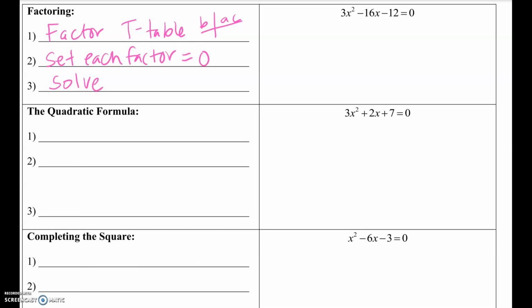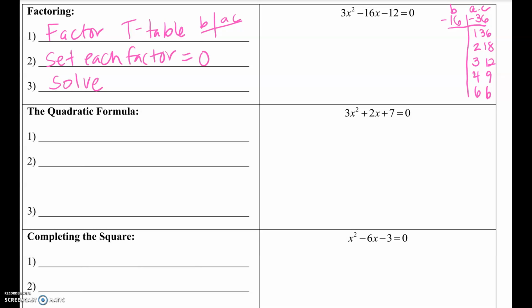In this case, I see a 3 and a 12. I start to think there's a GCF of 3, but that doesn't work for 16. So I make my table b and then a times c. It's going to be negative 16 is the b value. A is 3, c is 12, so that's going to be negative 36. And I usually just go down the line. 1 and 36, 2 and 18, 3 and 12, 4 and 9, and of course 6 and 6. Now I for sure won't miss any, and I usually go 1, 2, 3, 4, 5. 5 wasn't a factor.